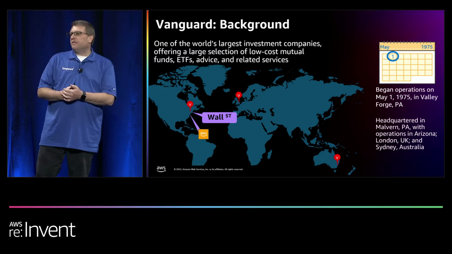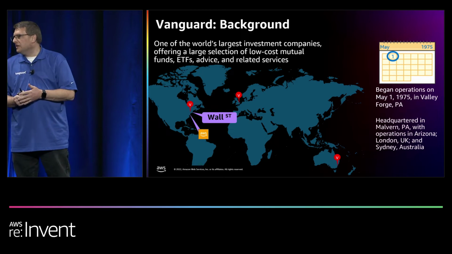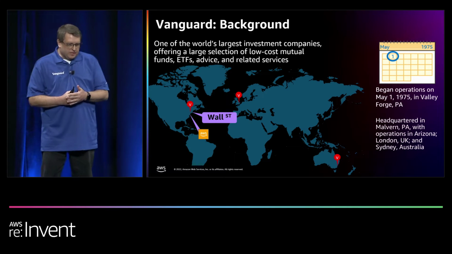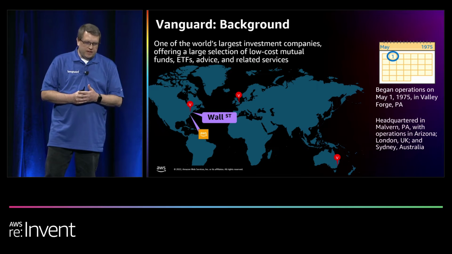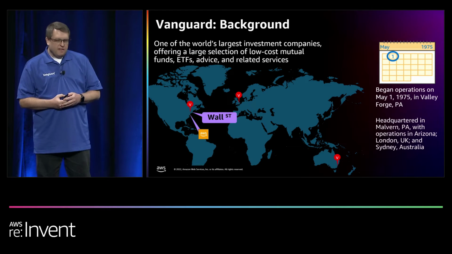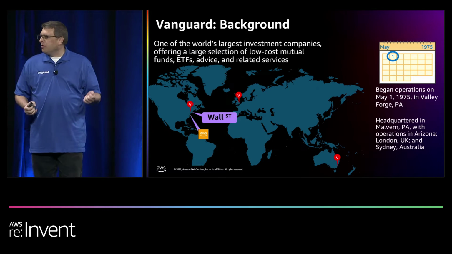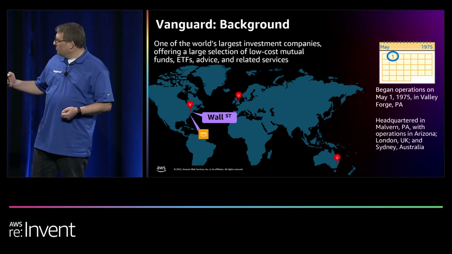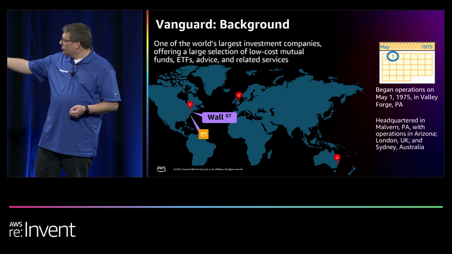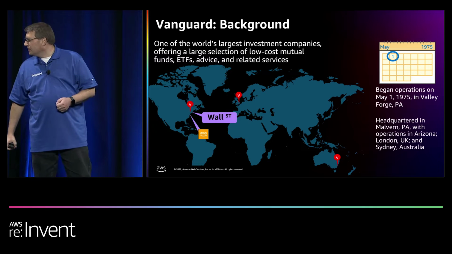So my name is Barry Sheward, and I've been implementing and designing multi-region solutions at Vanguard for a few years now. For those of you that aren't aware, Vanguard is one of the largest investment companies in the world. It was founded in 1975 in Valley Forge, Pennsylvania, and that actually shows great forethought because it puts us almost directly between Wall Street and the AWS US East 1 region.